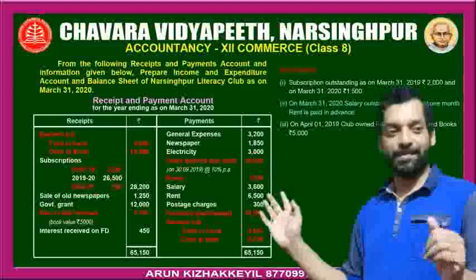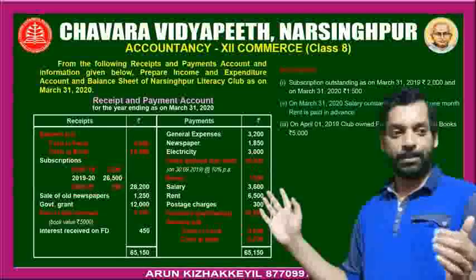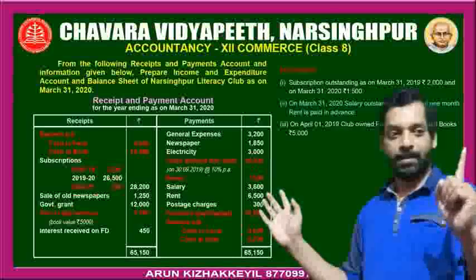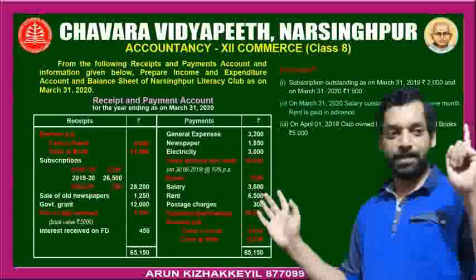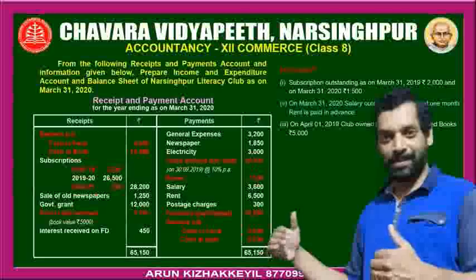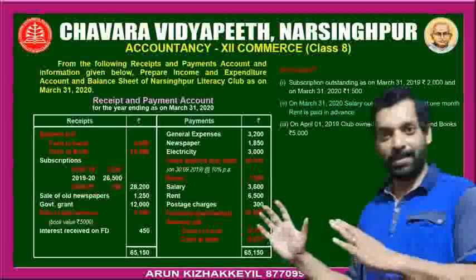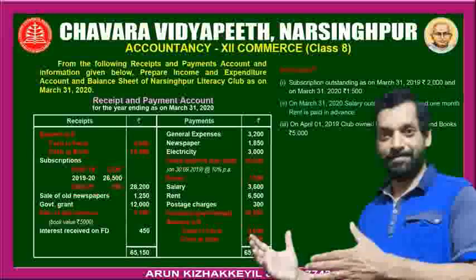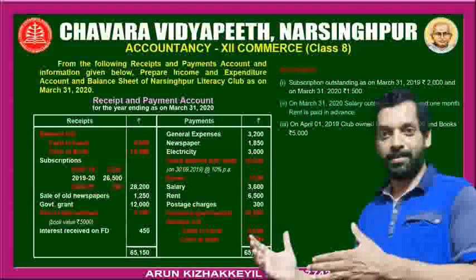See the red colored items: cash, last year's subscription, next year's subscription, like that. Okay, so when I discuss the solution, that time I will make it more clear.